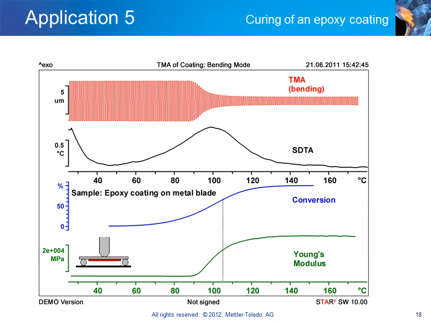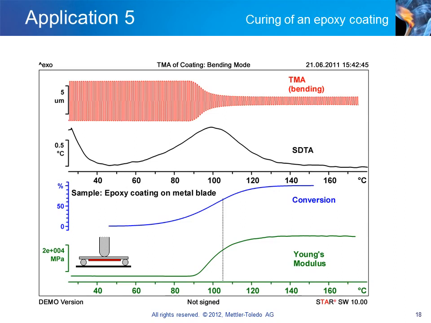At temperatures below 90 degrees Celsius, the liquid adhesive has little influence on the deformation of the razor blade. As the adhesive cures and hardens, deformation of the razor blade becomes more restricted and decreases significantly. The Young's modulus curve in the lower diagram shows clearly how the modulus increases during the curing process. The curing reaction produces an exothermic peak between 50 and 150 degrees Celsius on the SDTA curve.